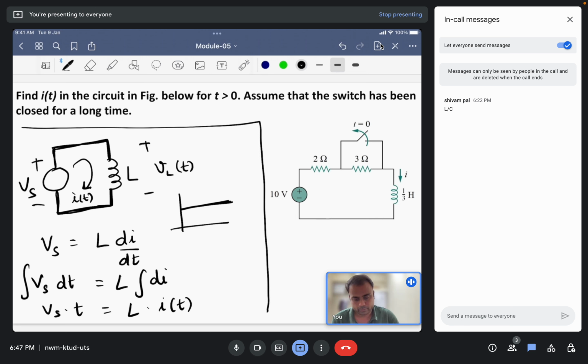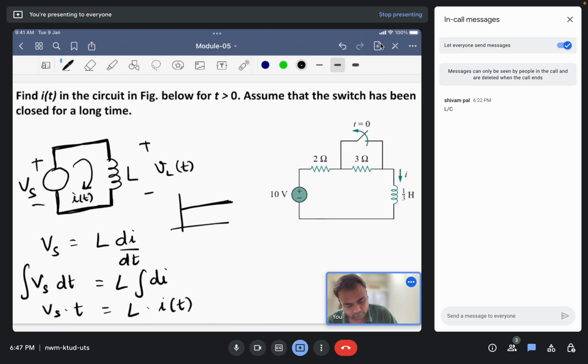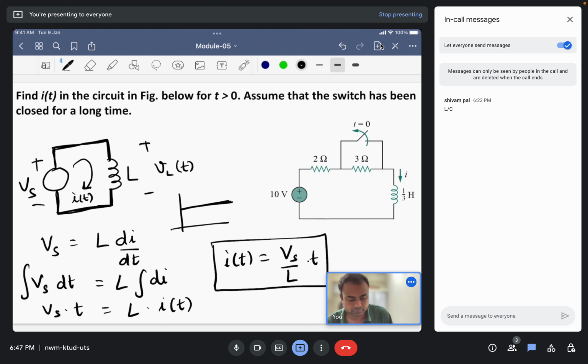So the profile for current will be I(t) is equal to Vs times time divided by L. So this will be the profile for current. As you can see from this relation, at time equals to 0, the current will be 0. Along the x-axis we have time, along the y-axis we have I. At t equals to 0 it will be 0, and similarly this will linearly increase.